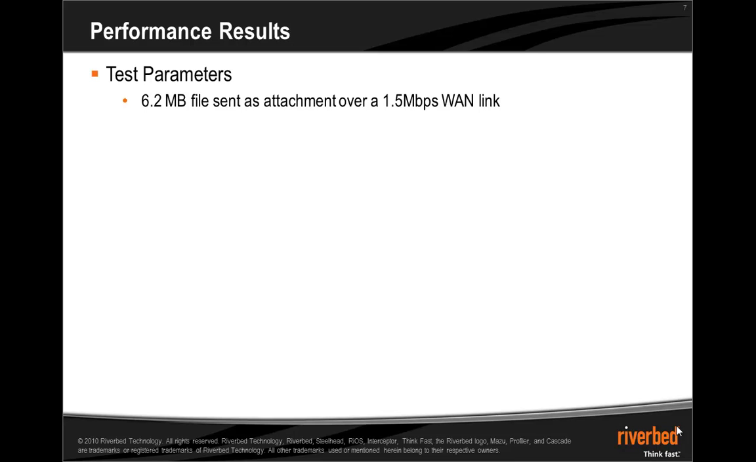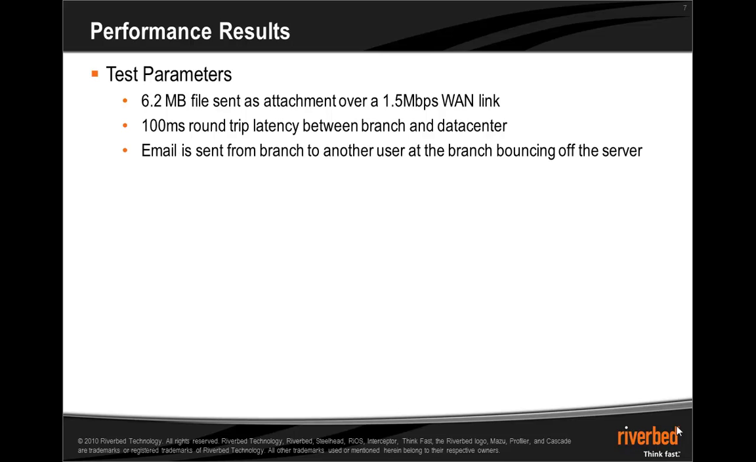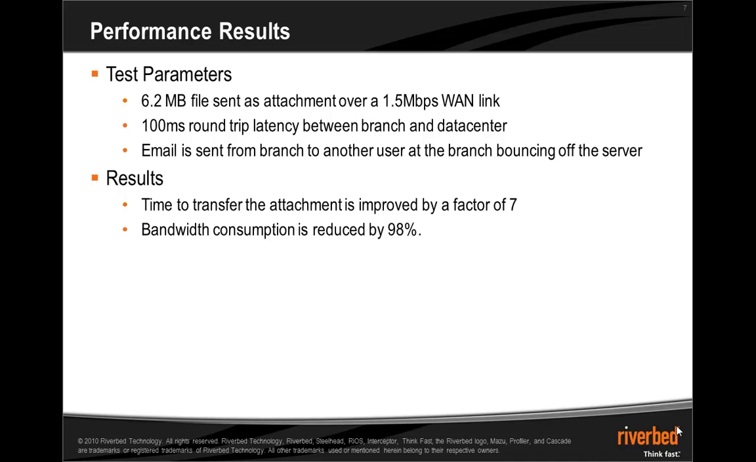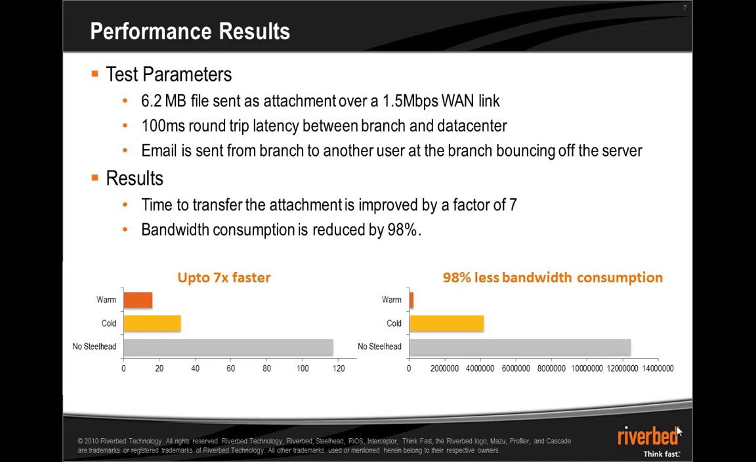The first graph illustrates the time taken to complete the transfer. This was improved by a factor of 7, taking the time to send the email and receive it from 2 minutes down to under 20 seconds. The second graph illustrates a bandwidth reduction. Here we see a total of 12.5 megabytes sent over the WAN link with no steelheads, reduced to 230 kilobytes in the warm run.